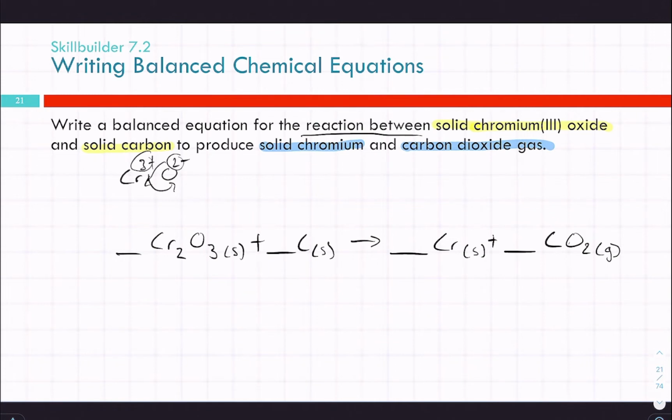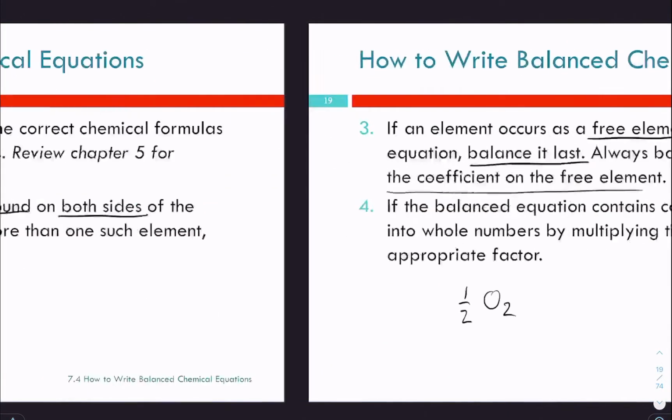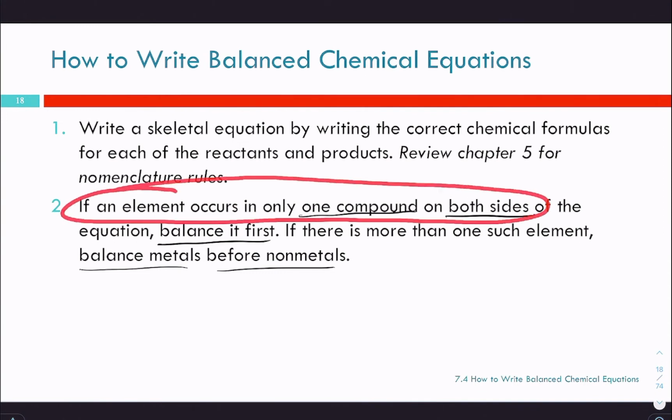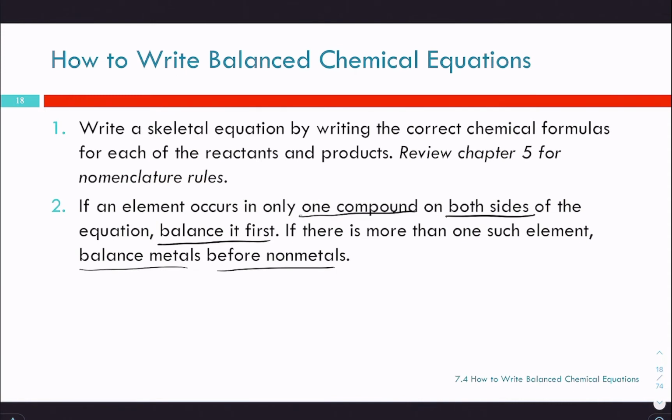If you don't get the formulas correct, then it will balance incorrectly. The thing that I like about these is that they will always balance if you have the formulas correct. So it's kind of like solving a puzzle, but these rules can help make this easier. Okay, so we got our skeletal equation and wrote the correct chemical formulas. Now we're going to look to see if an element occurs in only one compound on both sides. We're going to balance that first. And then if there's more than one such element, we'll balance metals before nonmetals.